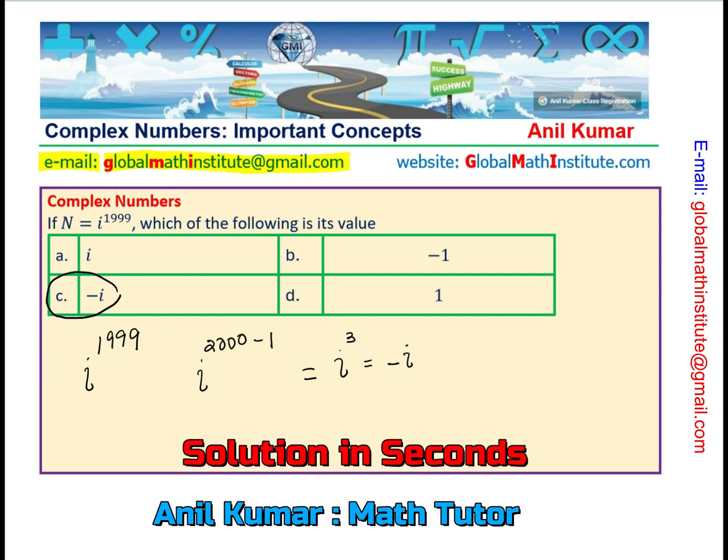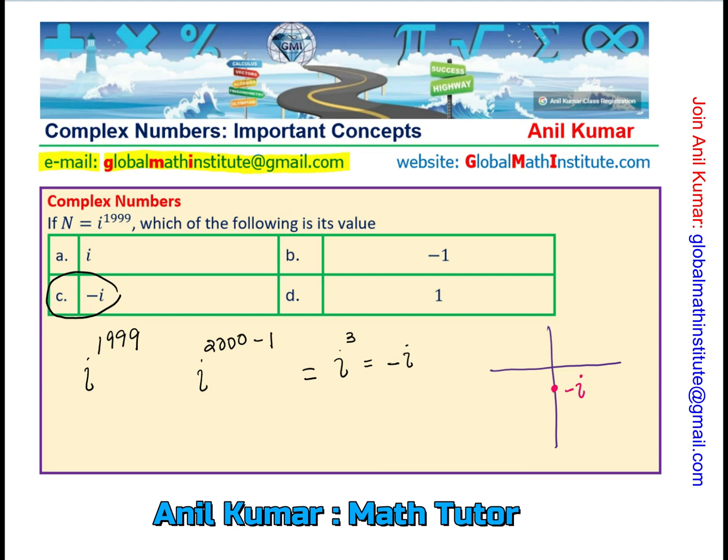Even if you are visualizing it on the Argand diagram, this point i to the power of 1999 will be right there, which is minus i. Hope it makes sense. Many times this diagram helps.